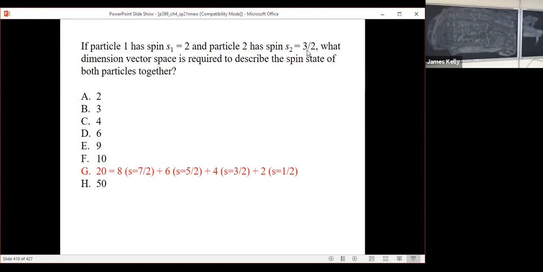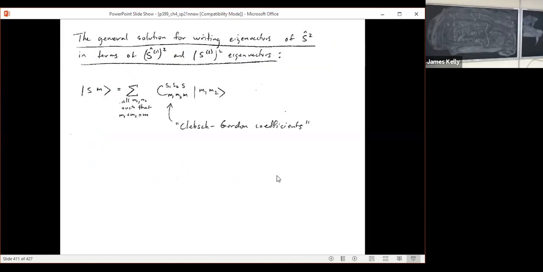4/2 minus 3/2 is 1/2. So we would have to go from 1/2 up to 4/2 plus 3/2, which is 7/2. So I've got to go from 7/2 down to 1/2 and count up the number of states associated with each one. You can do that, but it's 8 plus 6 plus 4 plus 2, which is 20. So it adds up either way we do it. Okay, that's just counting the number of states.